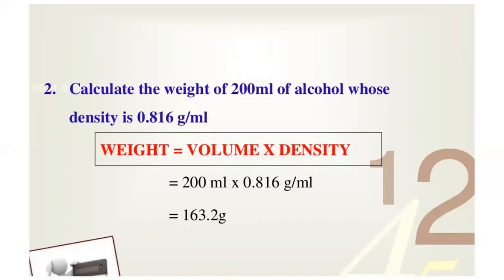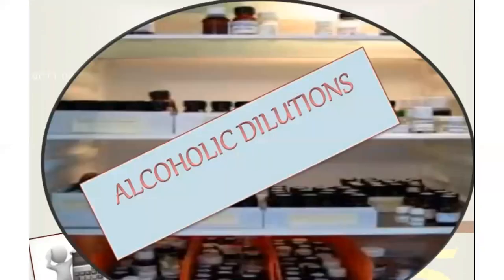Calculate the weight of 200 ml of alcohol whose density is 0.816 gram per ml. Here, what is the formula? Weight is equal to volume into density. What is the volume? 200 ml. And what is the density? 0.816. So directly it is given in ml, it is not given in kgs. So directly you can apply the formula, 200 into 0.816. Then we will get 163.2 grams.